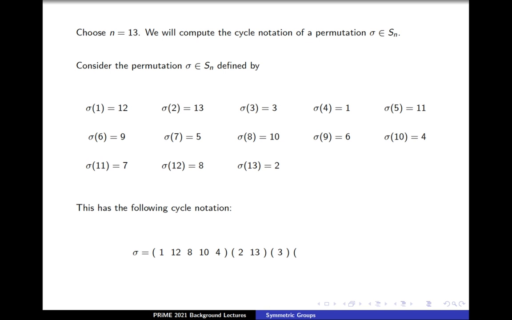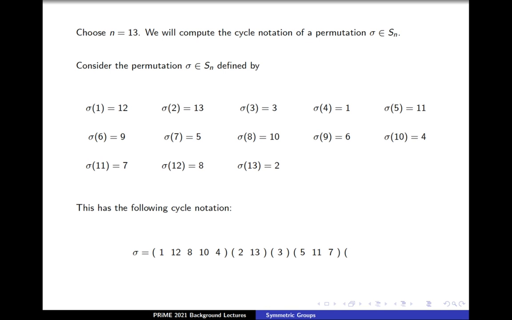Now the numbers 1, 2, 3, and 4 have appeared in cycles, so the next lowest number to consider is 5. Sigma of 5 is 11. Sigma of 11 is 7. And sigma of 7 returns back to 5, so we end this cycle.